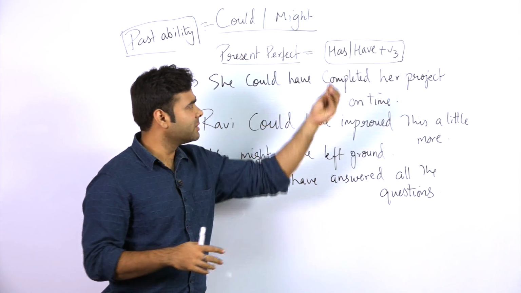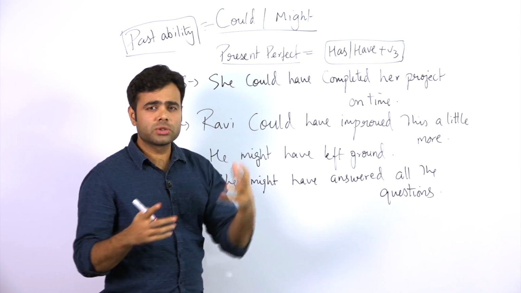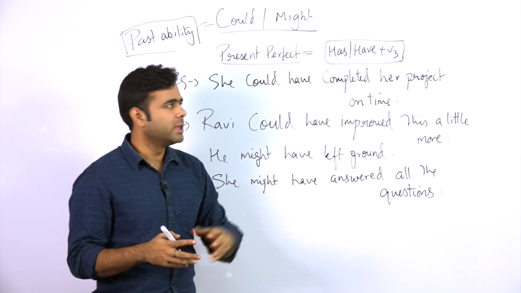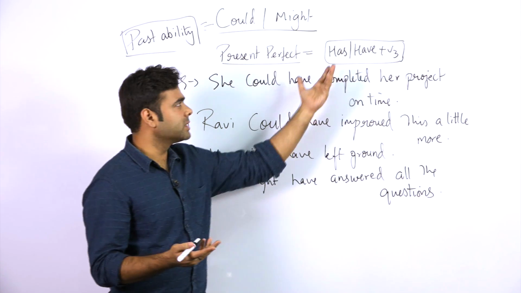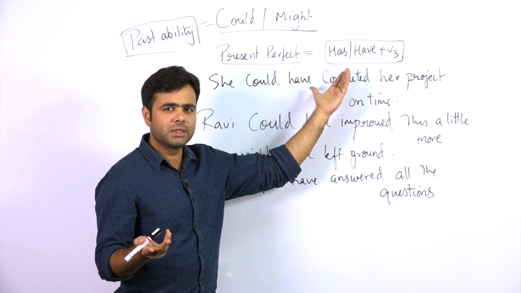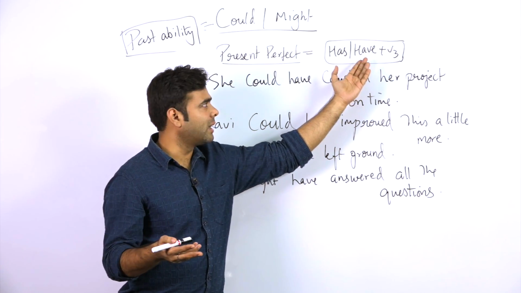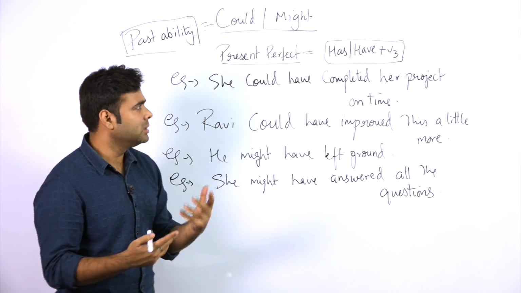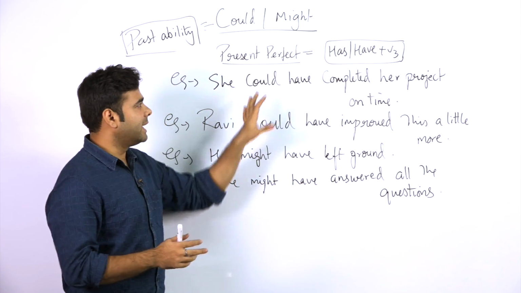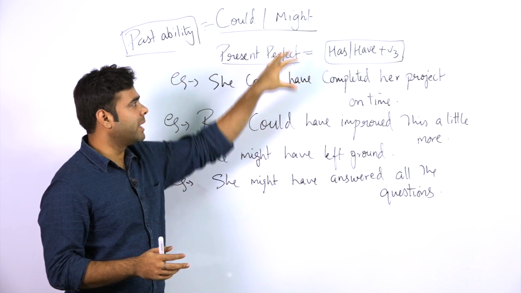And what is the difference? It's a basic difference that has shows something which is singular in form, have shows something which is plural in form. It depends on what is required in the sentence. Has can be used for something singular, with the third form, and something plural in form takes have plus the third form of verb. It's very simple. Now the question is how you can use could and might with the present perfect.